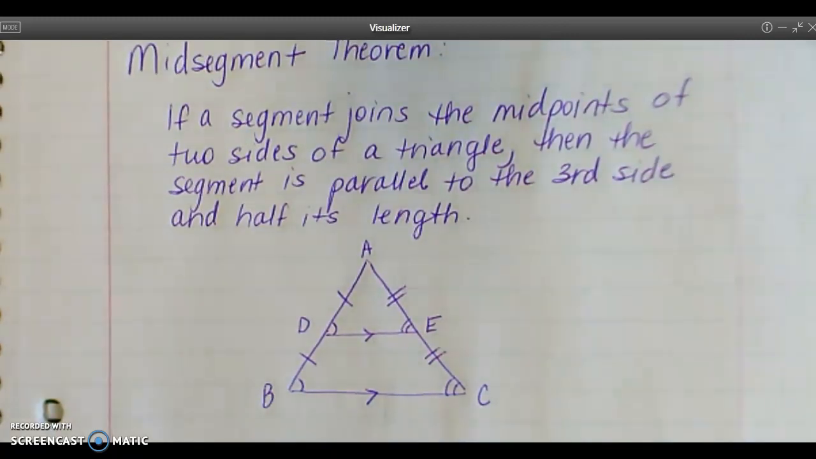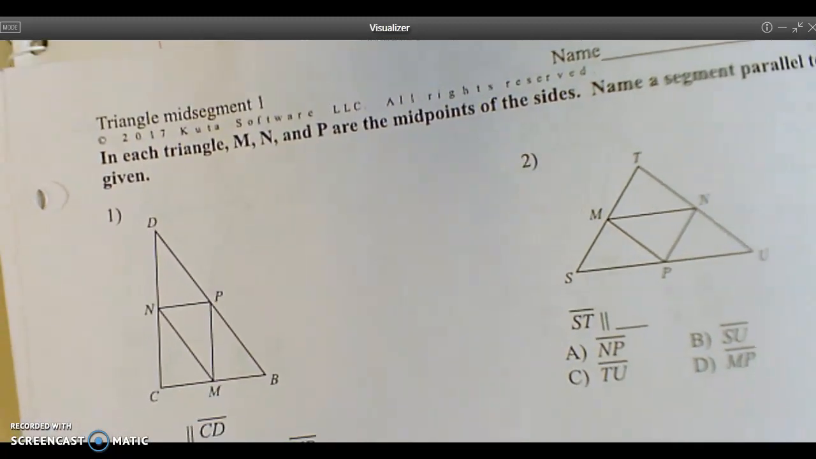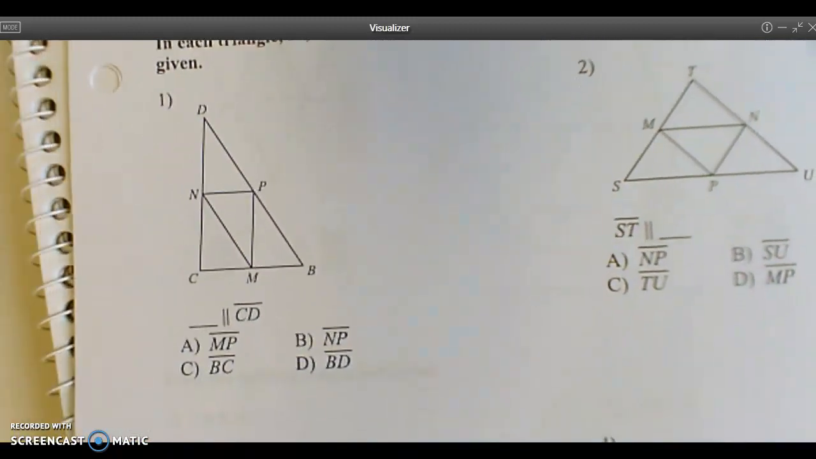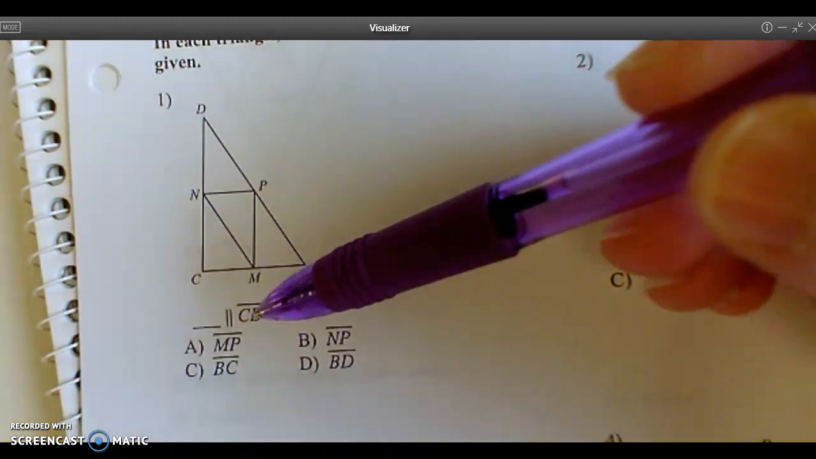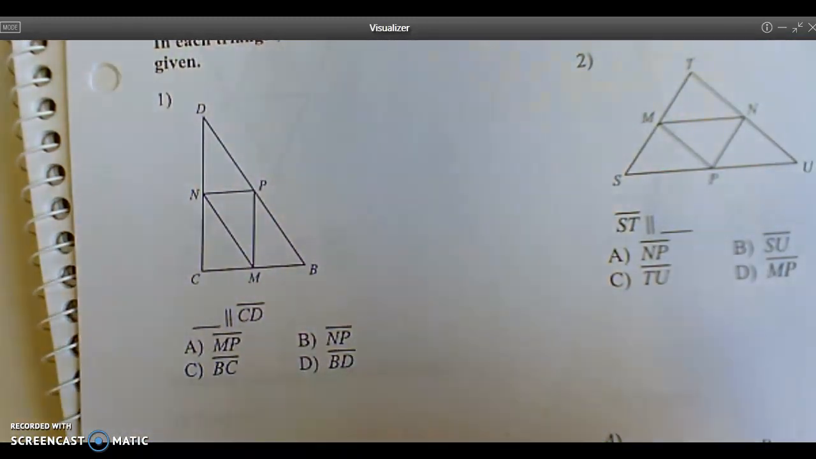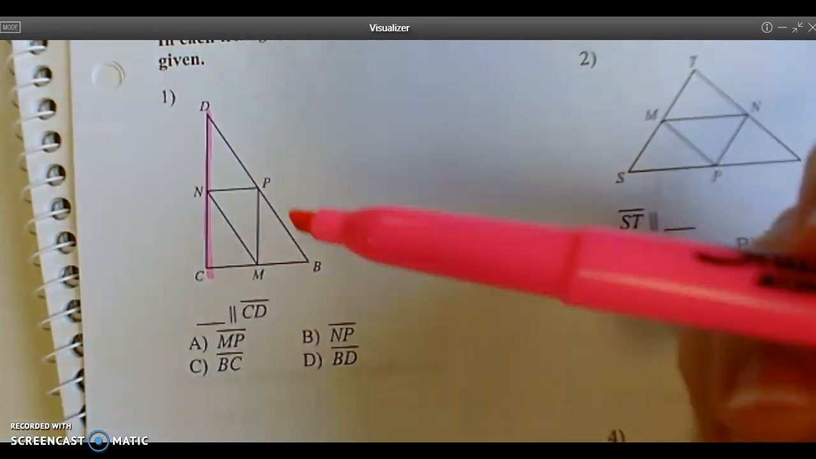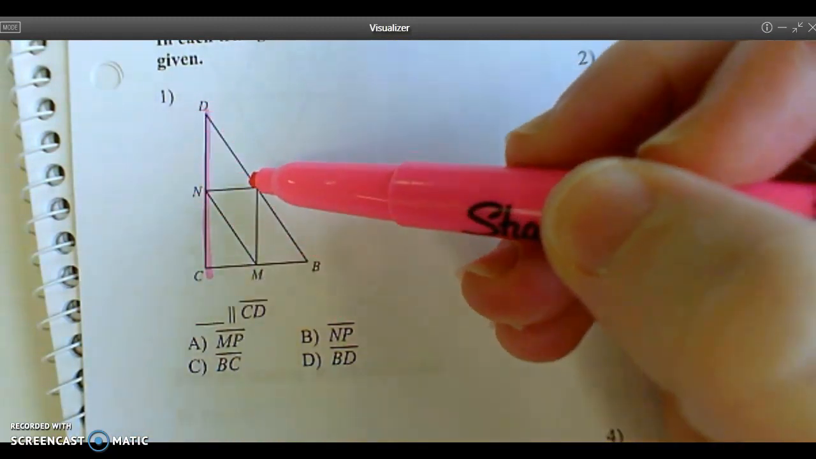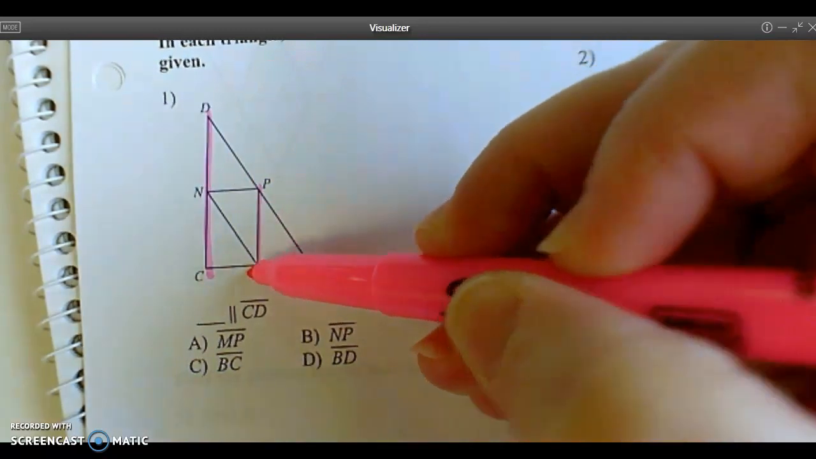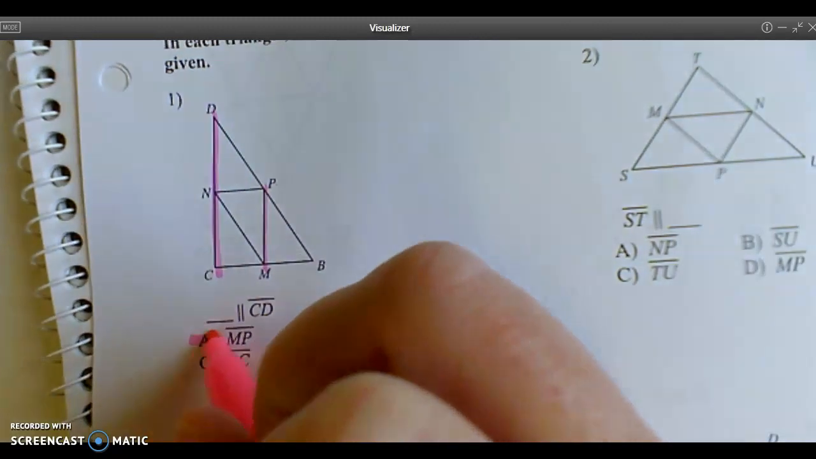So let's look at some problems related to that. Okay, these problems are giving us a triangle, and they're asking us to name the segment parallel to the one given. So here's a triangle, and it says I want to know what's parallel to CD. Alright, I'm going to highlight CD. And I'm going to look and see, okay, what is parallel to it according to the picture? Well, the only one that even kind of goes the same direction is this one here. So it would be MP or PM.